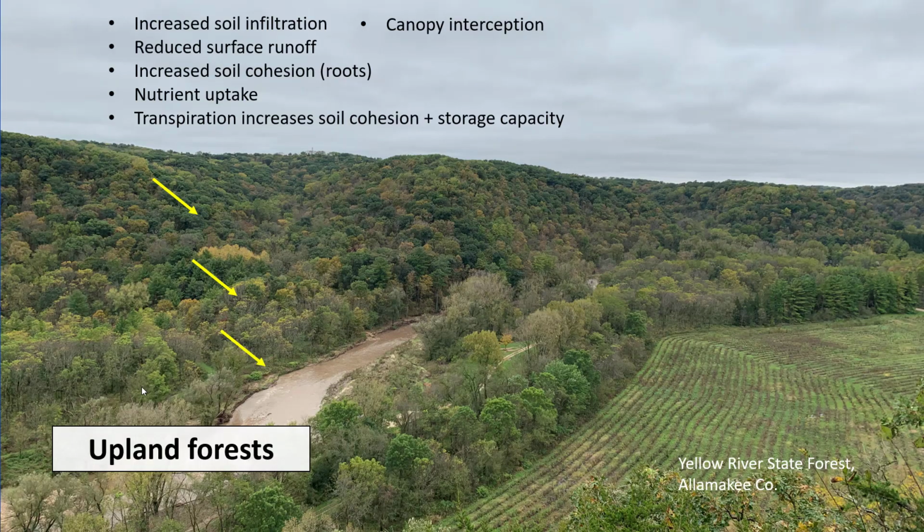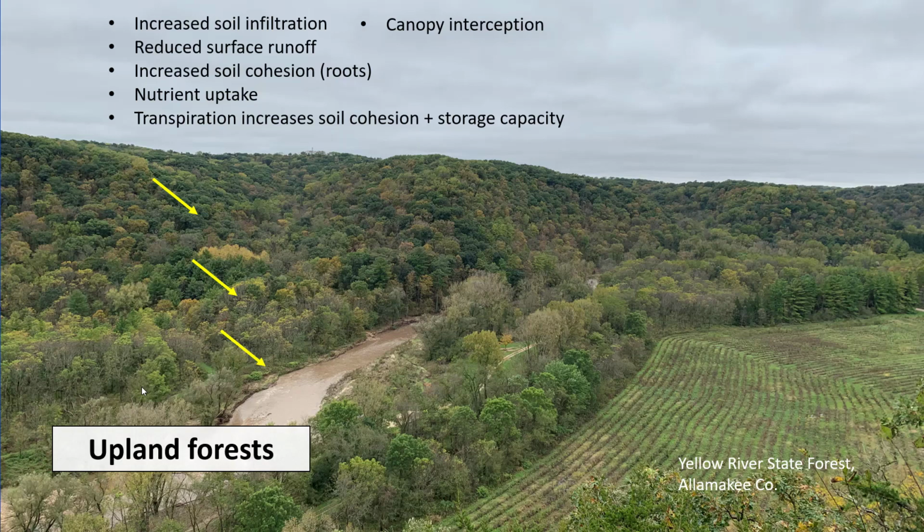So we're going to start again in the rural forest arena, and we're going to start at the top of the hill here, that first arrow, and talk about upland forests. Then we're going to get down into floodplain forests, and then down to the trees that line the stream bank. And we're just going to talk about how these organisms and these systems impact the negative consequences that we just discussed in the previous slide.